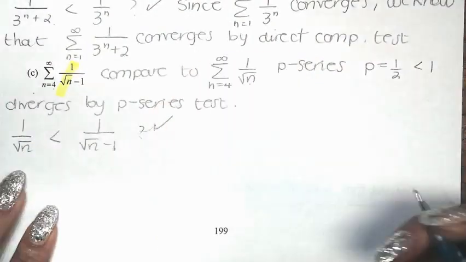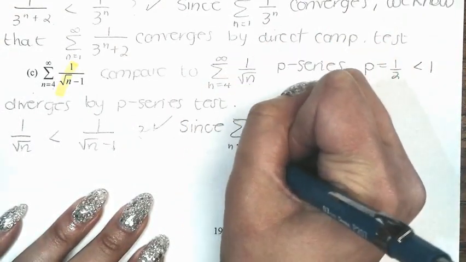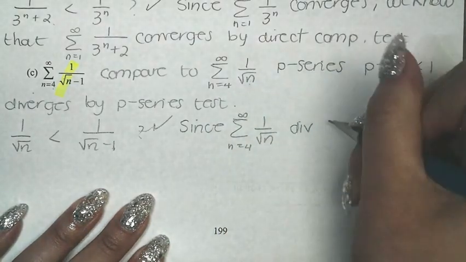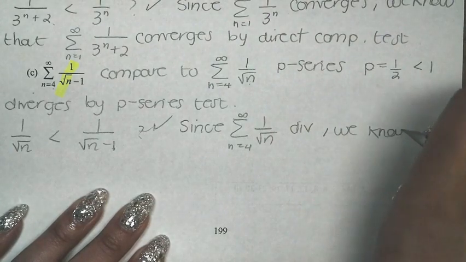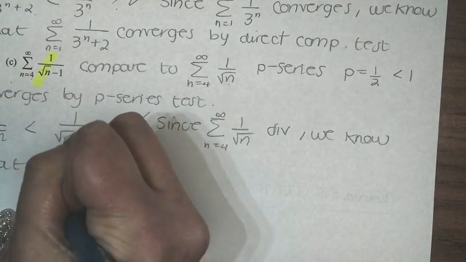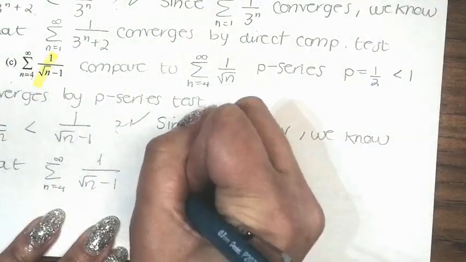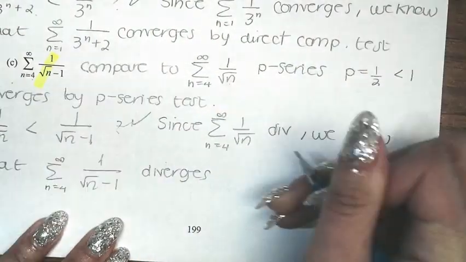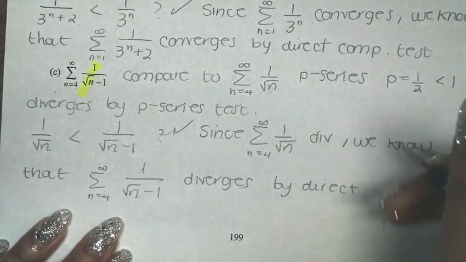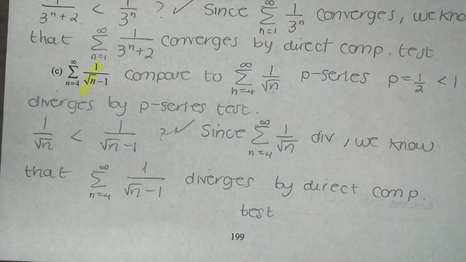Check mark. So we have that since the summation from n equals 4 to infinity of 1 over root n diverges, what do we know? We know that the series from n equals 4 to infinity of 1 over root n minus 1 diverges by the direct comparison test. And that's it for this one.